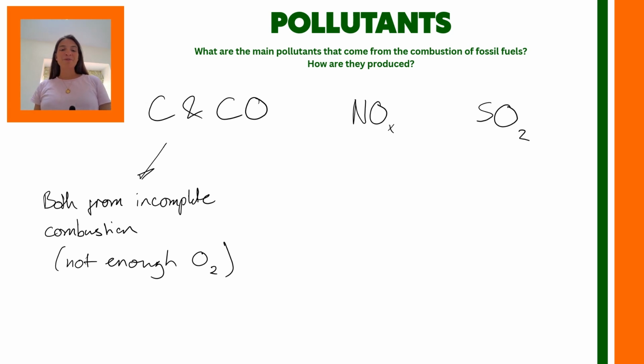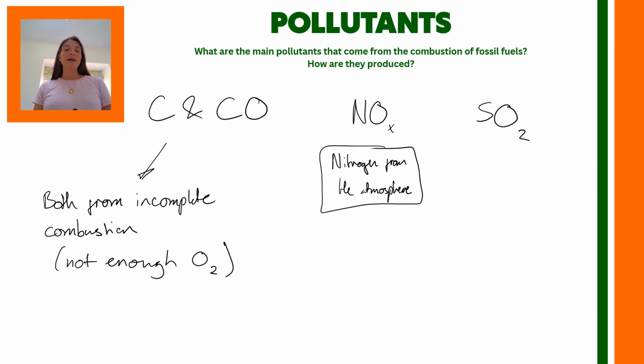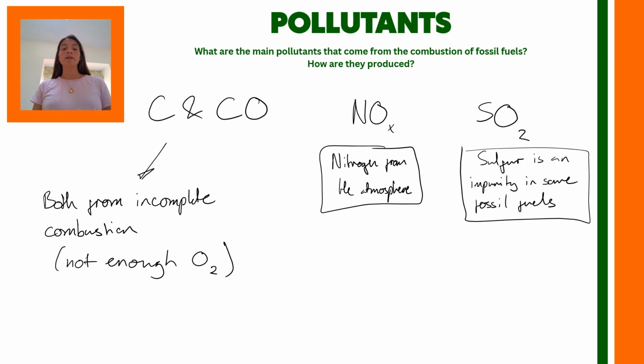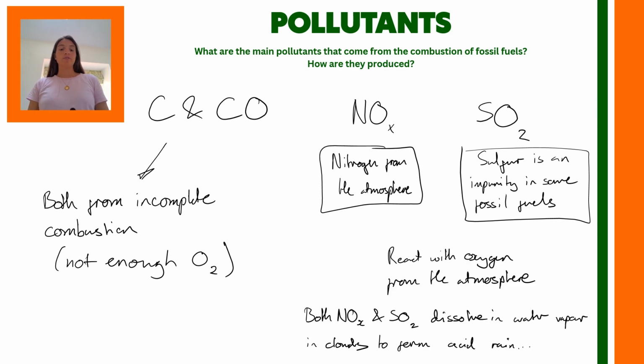Everybody else, you need to worry about both of them, and then everyone needs to worry about the following as well. Your nitrogen oxides, NOx, that x there just means it can bond in different ways with different amounts of oxygen. You get nitrogen from the atmosphere, and the temperature is high enough for it to react with the oxygen, forming some kind of nitrogen oxide. And you get sulfur, which is an impurity in some of your fossil fuels, also reacting with oxygen from the atmosphere and forming sulfur dioxide. And both of those can dissolve in water in the clouds and form acid, and that's how you can get acid rain.